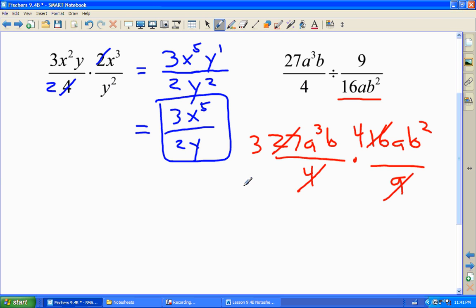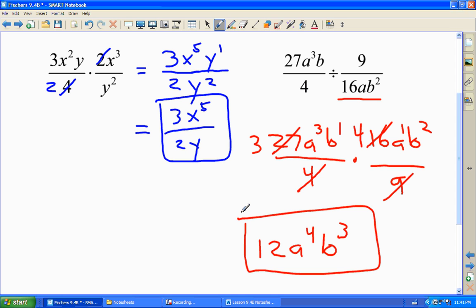So my coefficients look like it's going to be 12, right? 3 on top times 4 on top gives me 12. A cubed times a to the 1st is going to give me a to the 4th. B to the 1st times b squared is going to give me b cubed. And the only thing on the bottom was canceled, so there's really a 1 on the bottom, but this divided by 1 is going to be my final answer. I hope you see that's true. Okay. Moving on.